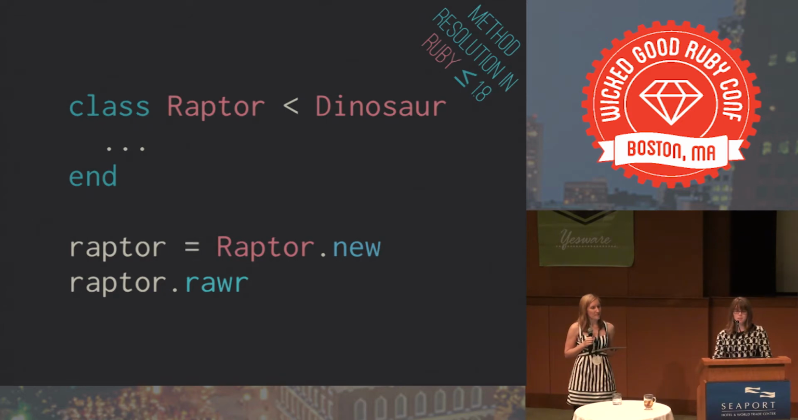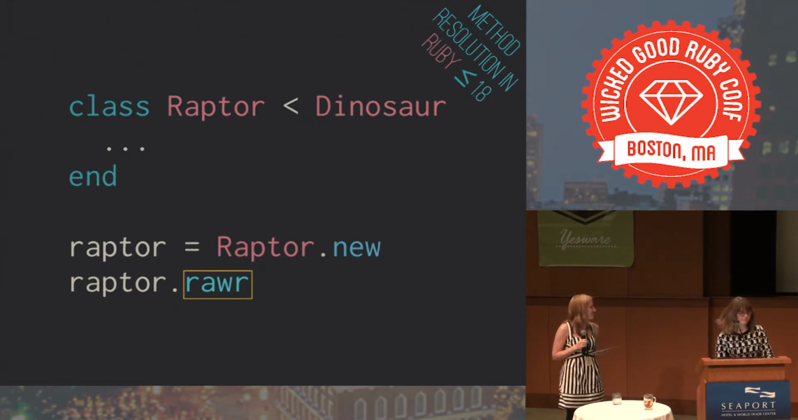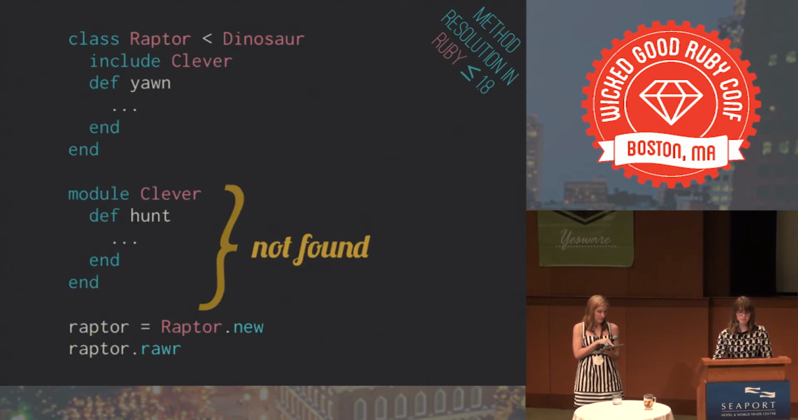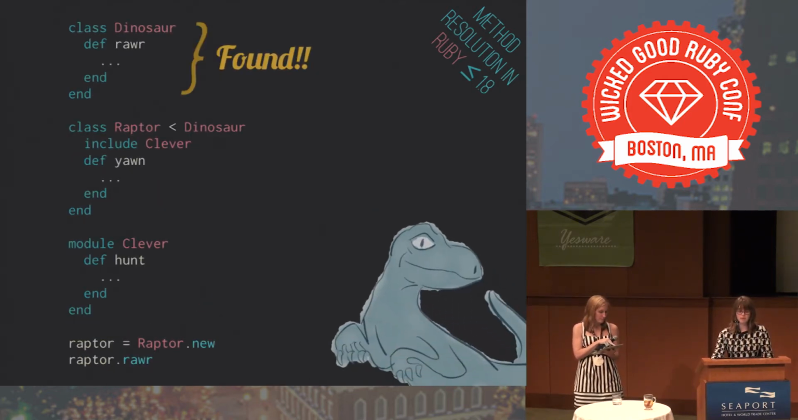So here we have a basic example of a method invocation. We have an instance of raptor, which can get some behavior from dinosaur, and now we're going to send it a message to rar. There we go. Unfortunately, at this stage, we don't know where the method is defined, and the VM doesn't either. So first, we're going to look inside the raptor class. If we don't find the method definition there, we're going to go look into the included module. So we don't find it there either. Still not finding it, we're going to go up the raptor's hierarchy and check in dinosaur. And there we find the method definition.